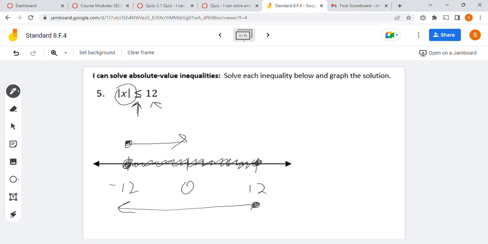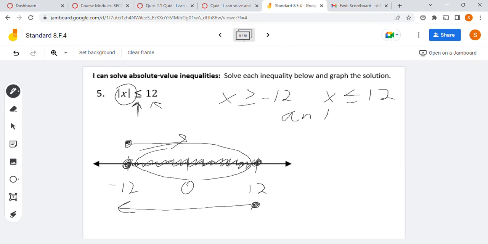Those inequalities would be represented this way. On the left, we have x is greater than or equal to -12. And on the right-hand side, we have x is less than or equal to +12. And we only want the place where they overlap in this middle area here. So the conjunction that will give us that is and. If you wish, you could choose to write this as -12 is less than or equal to x is less than or equal to +12.